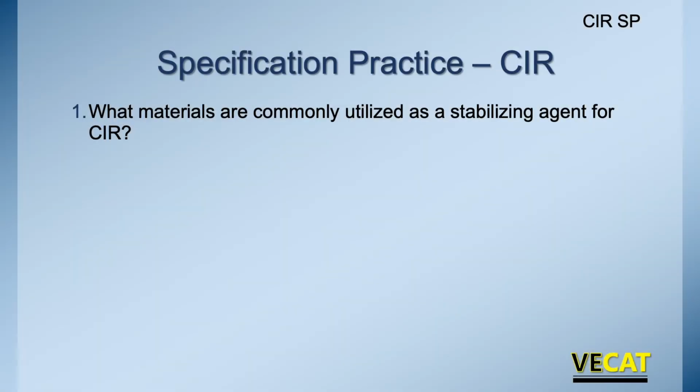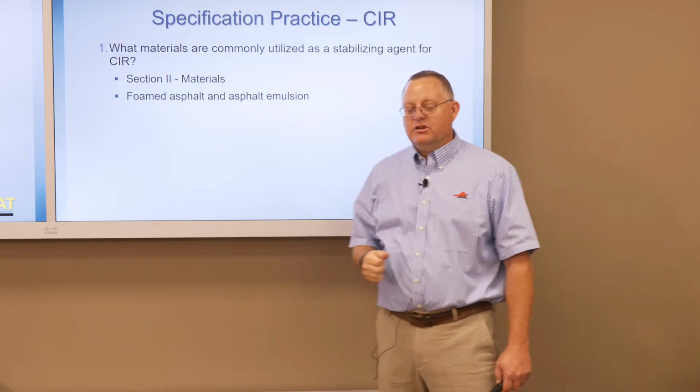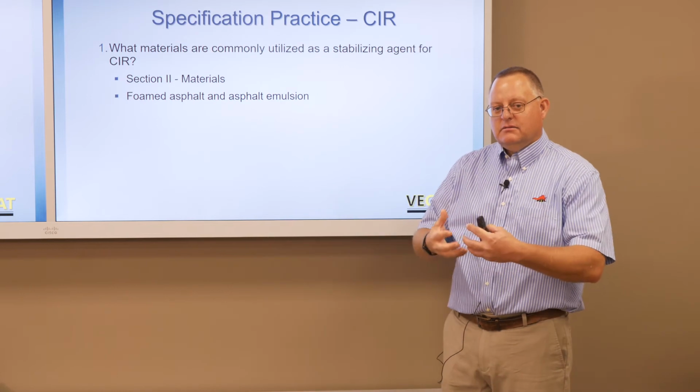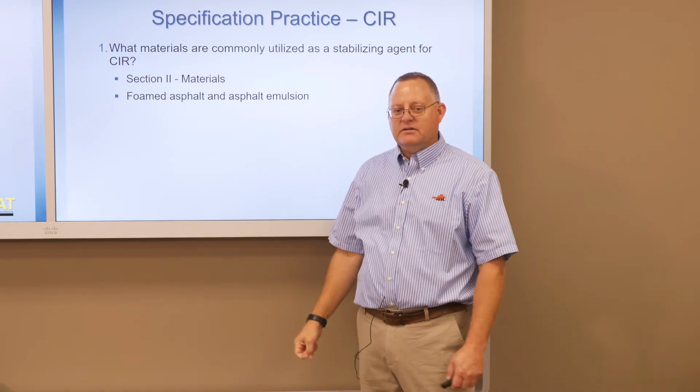All right, so let's look at that first question. What materials are we commonly utilizing? Well, if you look in Section 2 materials of that special provision, you'll see we're using foamed asphalt or emulsified asphalt. Foamed asphalt is a neat asphalt binder, so it's a non-modified asphalt binder that is combined with a little bit of water, causes it to foam, expand, covers the particles, and then we compact it back together.